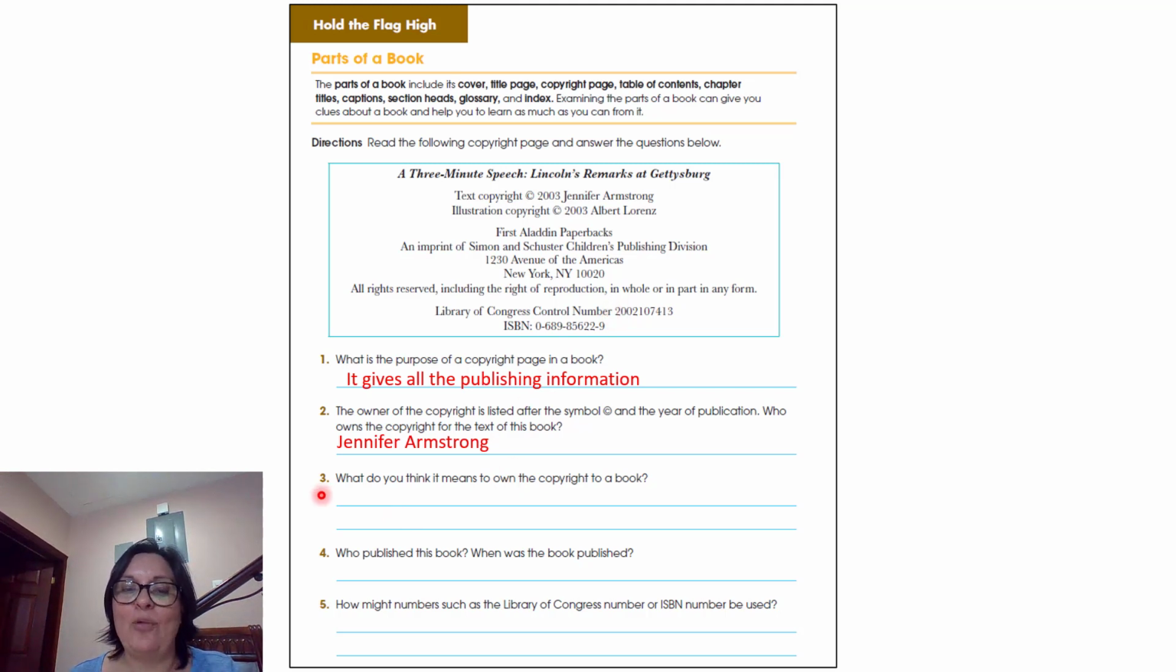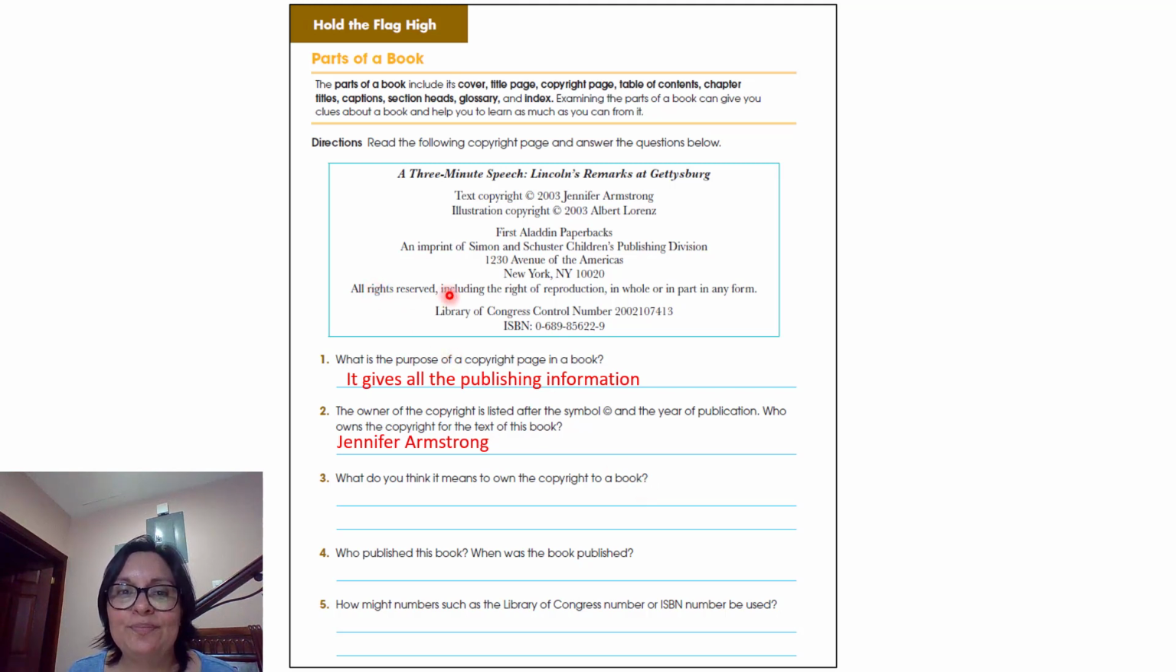Number 3. What do you think it means to own the copyright to a book? If you are the owner, imagine that you wrote a book and you are the owner of that book. What does it mean to be the owner of the book or to have the copyright to a book?